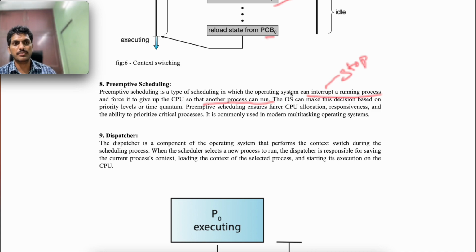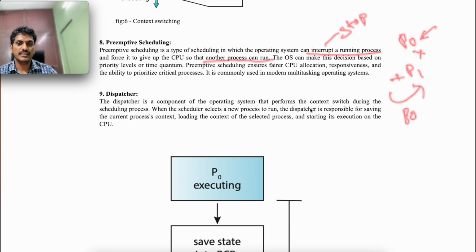After completion of process 0, process 1 will start. Okay, so that is a traditional method. But in preemptive scheduling, before the completion of process 0, we can stop that temporarily and give a chance for P1. That is preemptive scheduling. After completion of P1, we can bring P0 back again. Okay, that is the idea.